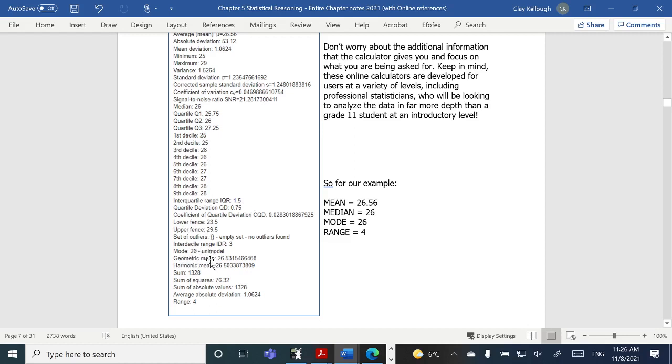What is that telling you? It means there's one mode. Get it? Uni means one. Remember, it's possible in data to have more than one mode. So there we go. For our example, there's the answers. Feel free to write those down. Actually, you have it in your notes, so you don't have to write it down.